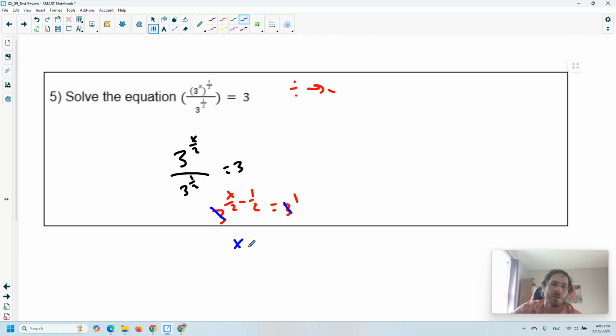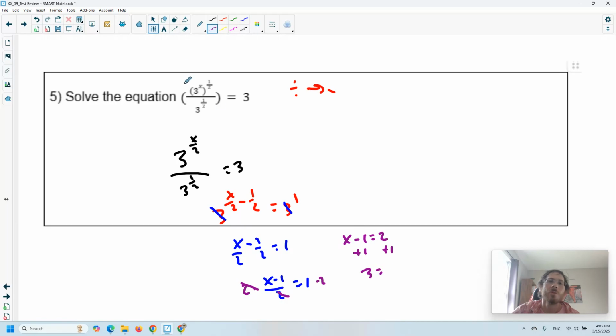So we get x minus x over 2 minus 1 over 2 equals 1. I wanted to already subtract these because they already have a common denominator. So x minus 1 over 2 equals 1. I see division, so I can multiply to get rid of division. This gives me x minus 1 equals 2. Add 1 to both sides. Oops, it is going to be 3, but we get x equals 3.